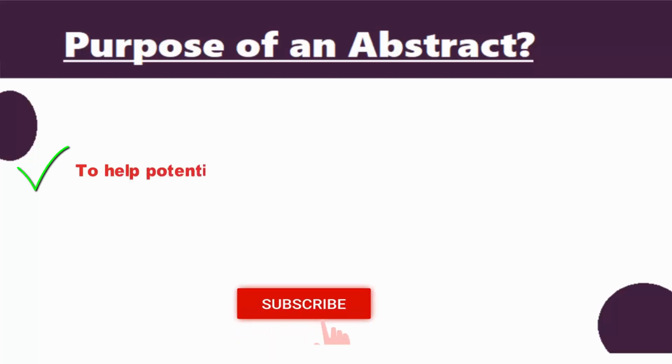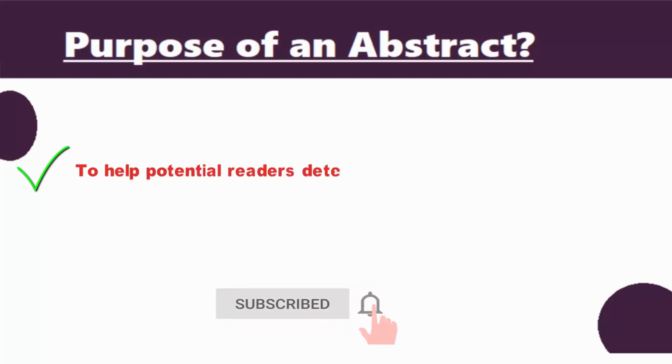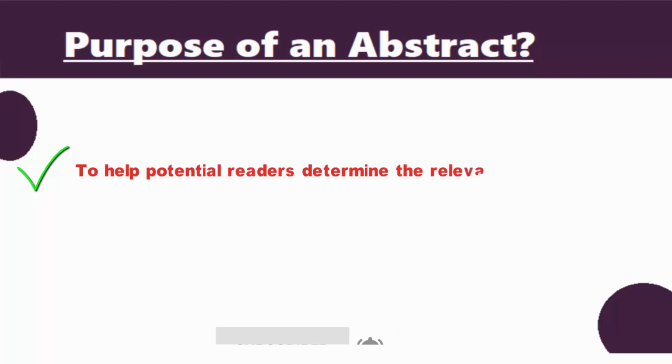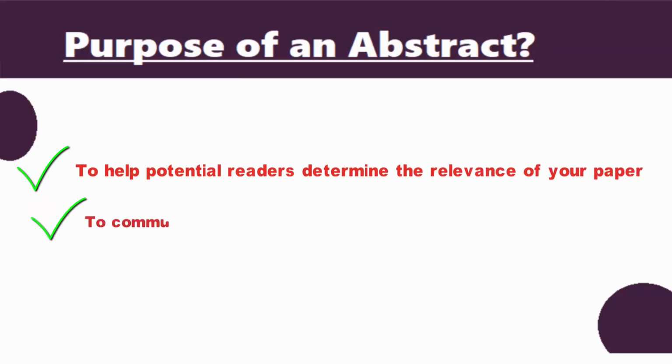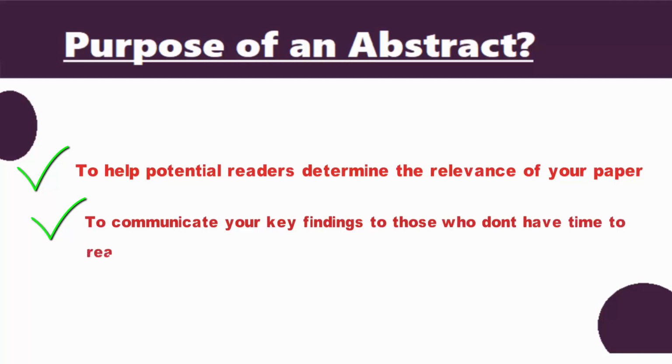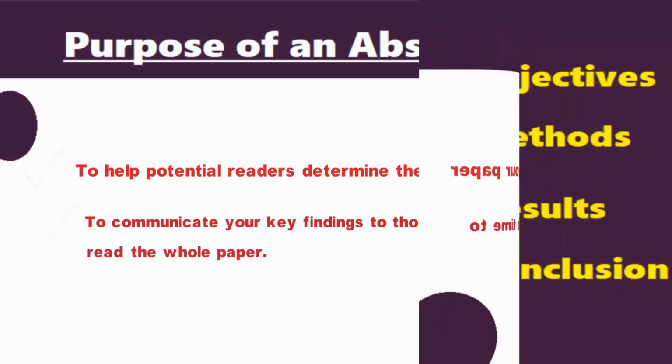What is the purpose of an abstract? An abstract is a concise summary of an academic text, such as a journal article or dissertation. It serves 2 main purposes: to help potential readers determine the relevance of your paper for their own research, and to communicate your key findings to those who don't have time to read the whole paper.